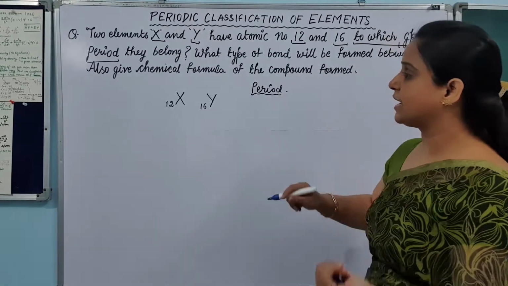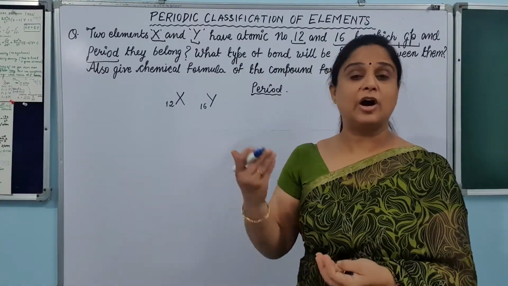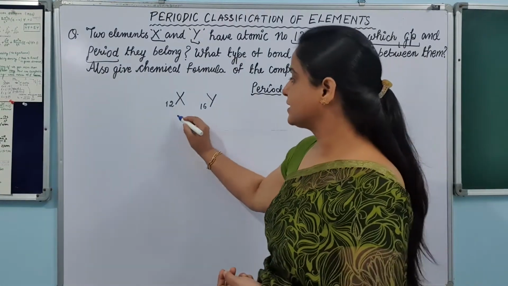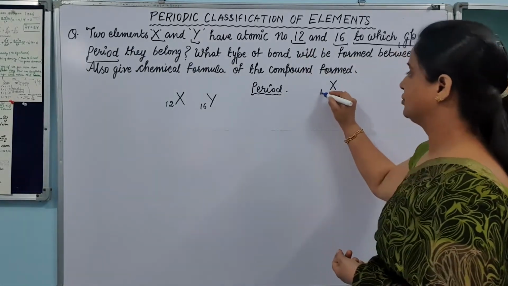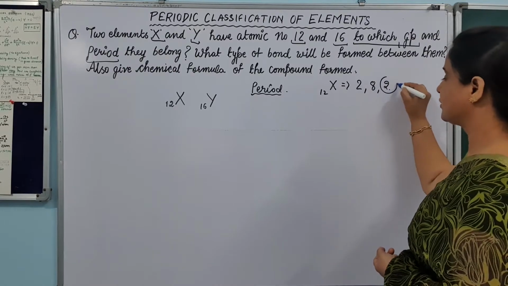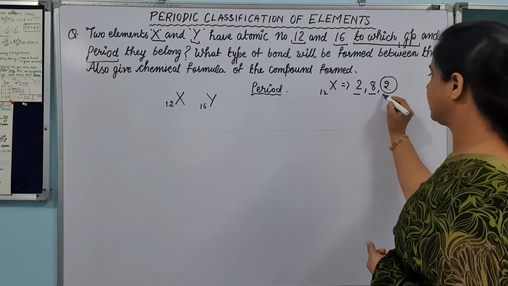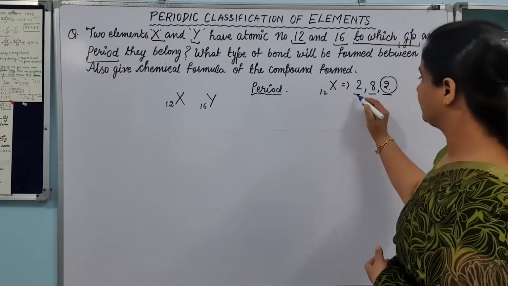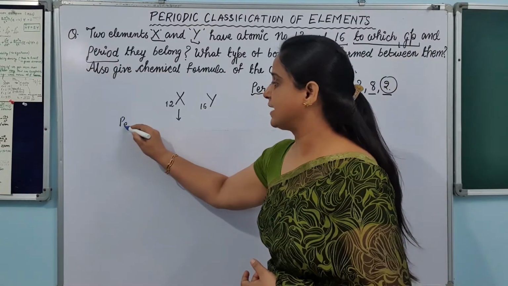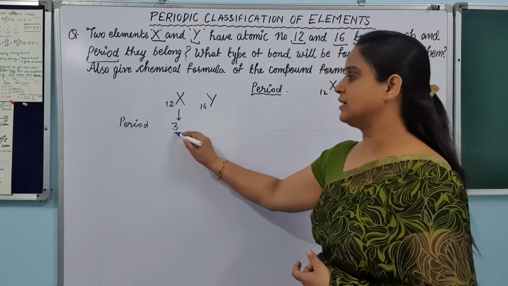So period can be calculated easily, that is, the number of shells will be equal to the number of the period. How are we going to find out the shells? क्या उसका configuration कर दीजिए. Configuration कैसे करना है? That is, X 12 is 2, 8, 2. How many electrons are there in the outermost shell? 2. But we need to know how many shells are there ना. तो 1, 2 and 3 shells. तो इसका मतलब है period of X, element X, is 3. So it belongs to the third period.